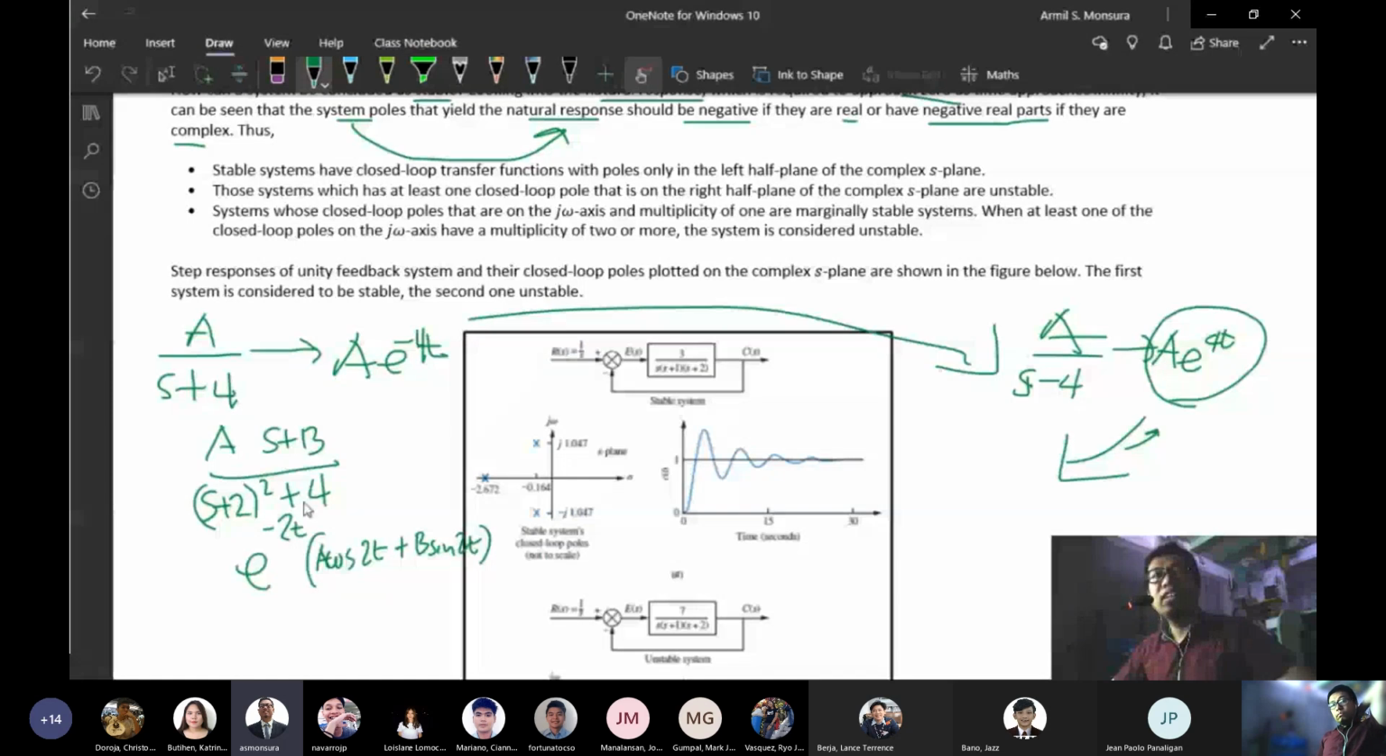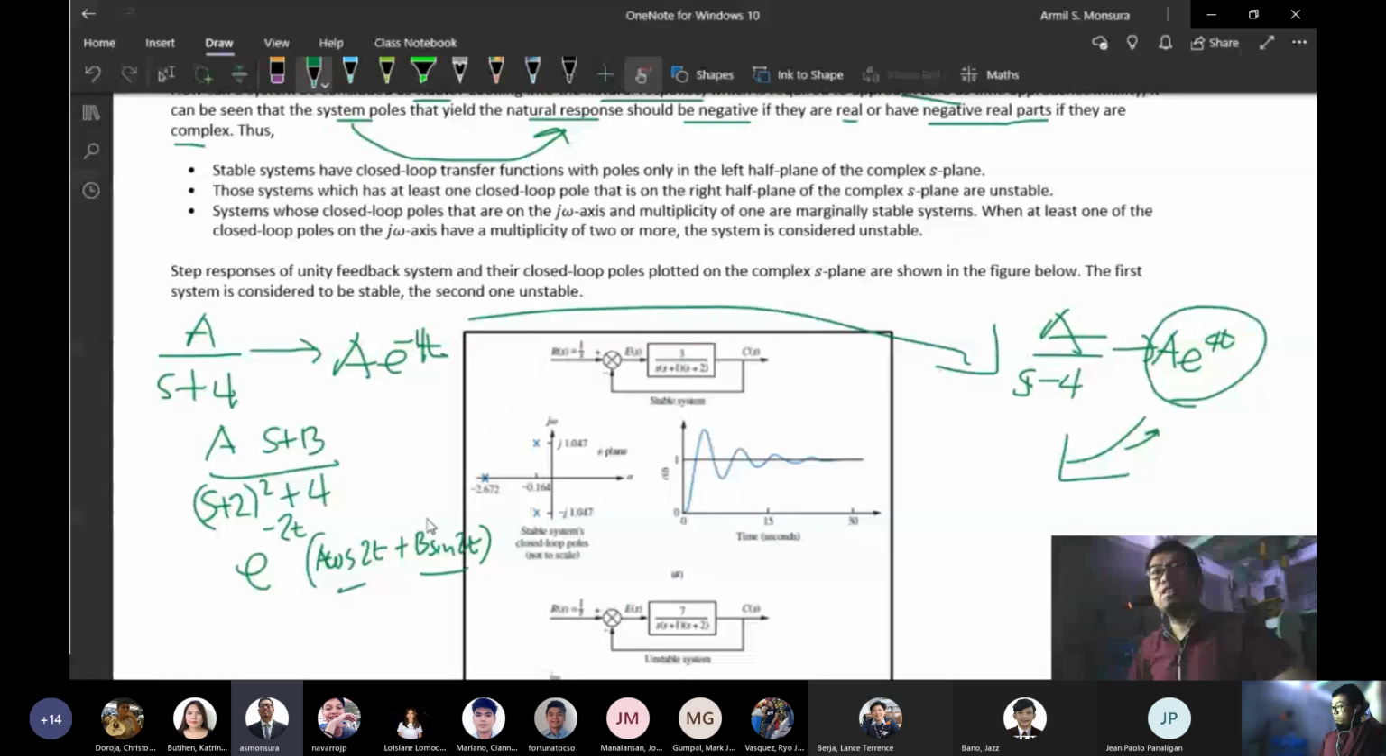So, alam natin na since ito ay negative, kahit na meron kayong sinusoidal dito, magdidecay yung dalawang sinusoids na yan because you are multiplying it with a negative exponential. Okay? Whereas, kung magiging positive ito, then we can say na hindi ito magdidecay to zero, but rather mag-i-increase yan to infinity as your time approaches infinity. Okay? So, yun yung requirement do sa mga poles natin.